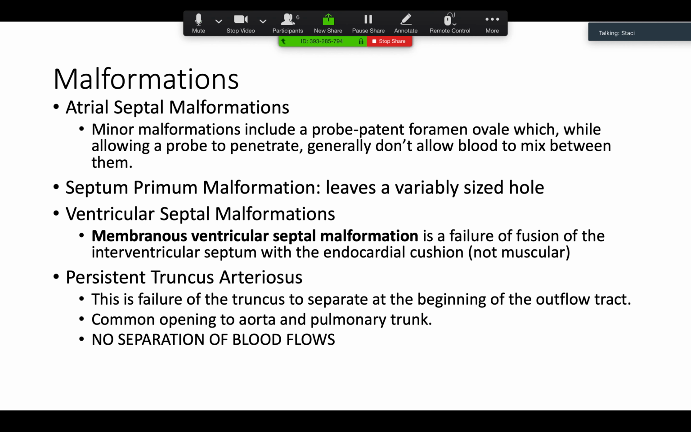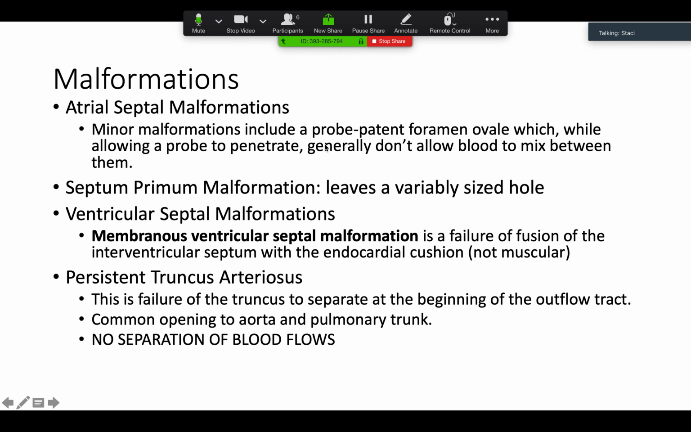Okay, malformations. I tried to put just the most common, or the most important ones that I could find on here, and the most important things about each one. So we've got an atrial septal malformation, and I just try to think about, okay, it's the atrium, septal, okay, it's going to be between the two atria. There's going to have to be some problem with blood between there. So there's going to be a mixing of oxygenated, deoxygenated blood.